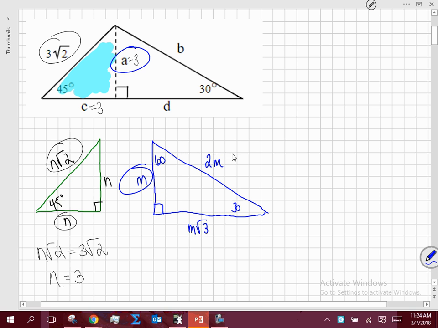So what would 2m be? This would be 6. Transfer that up to my picture. That's the distance for B. What is this distance here going to be? 3 radical 3. Transfer that up. That's going to be my D value. And now you've got those 4 values. You can plug them in.